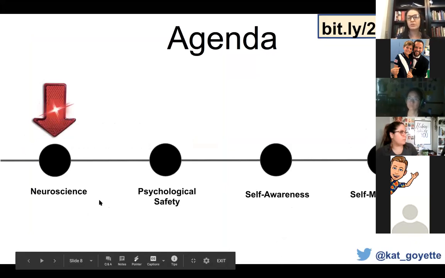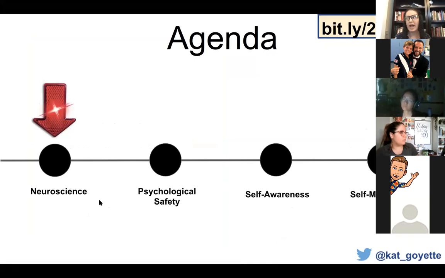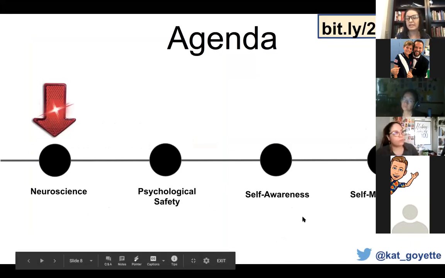We'll start with a bit about neuroscience. Why is this even important? How is our brain affected in these different ways? Then psychological safety, and of course, like I said, the self-awareness and self-management piece.